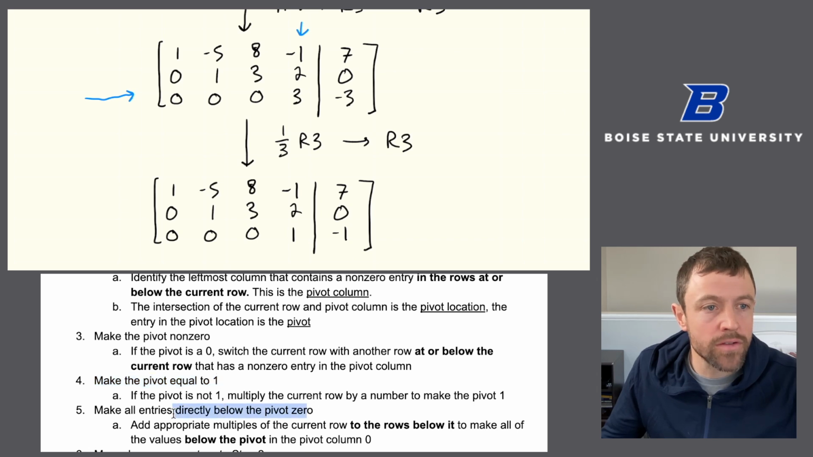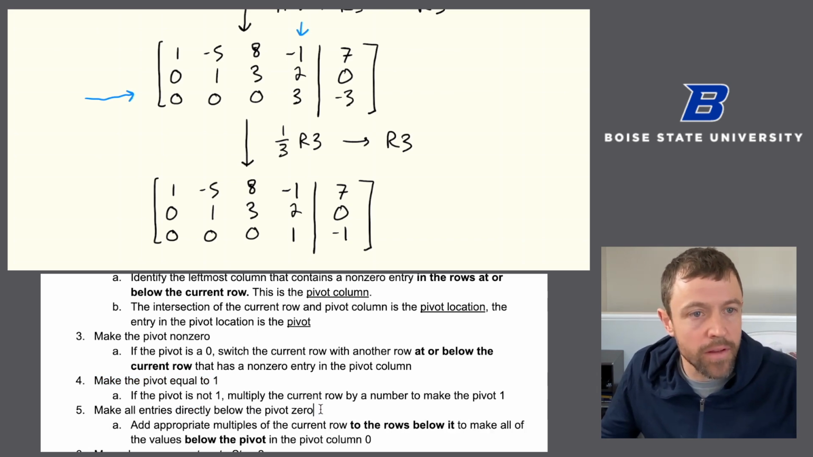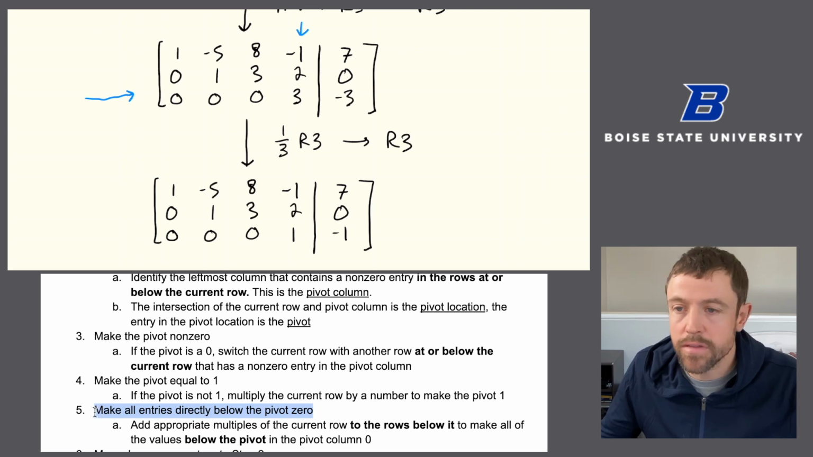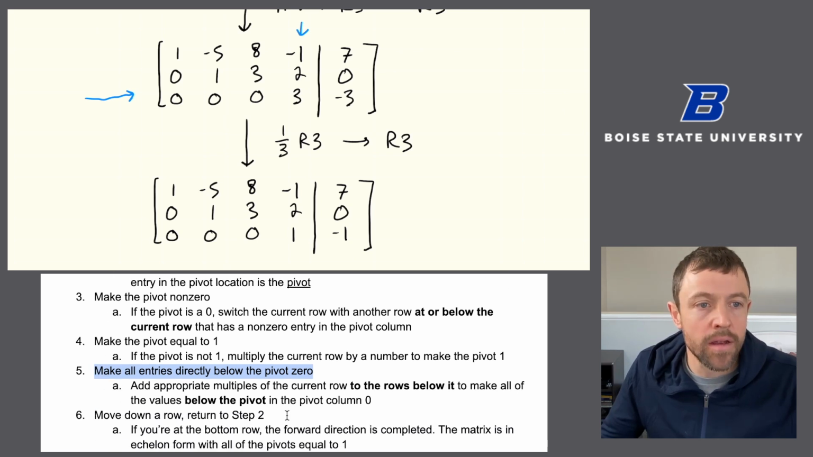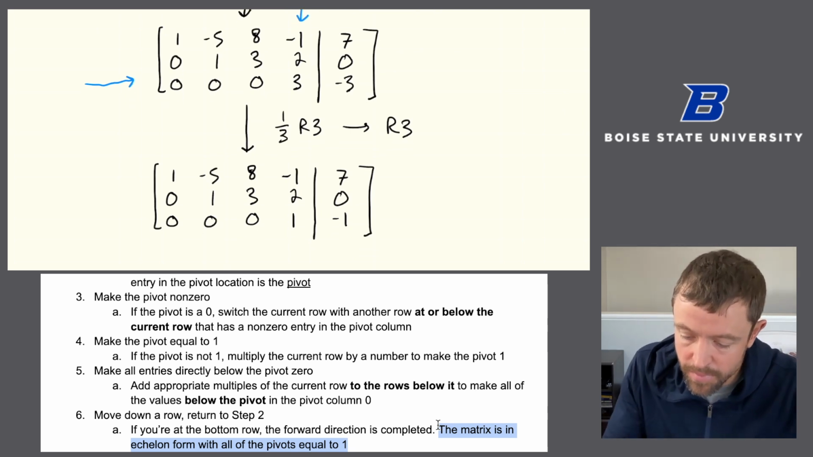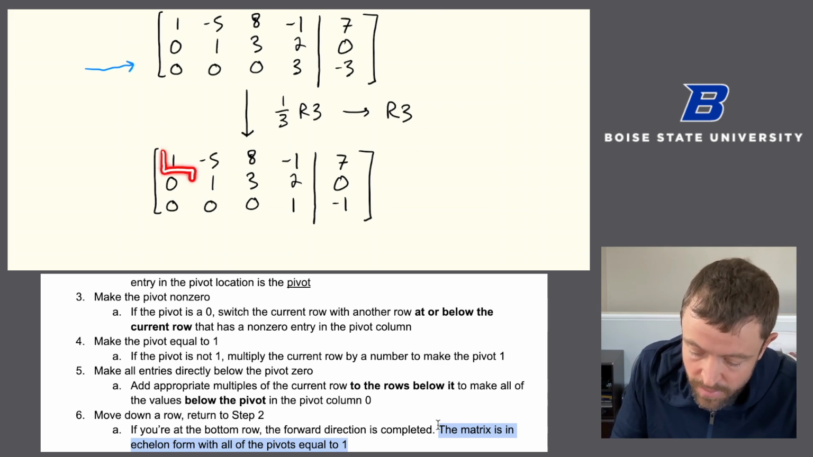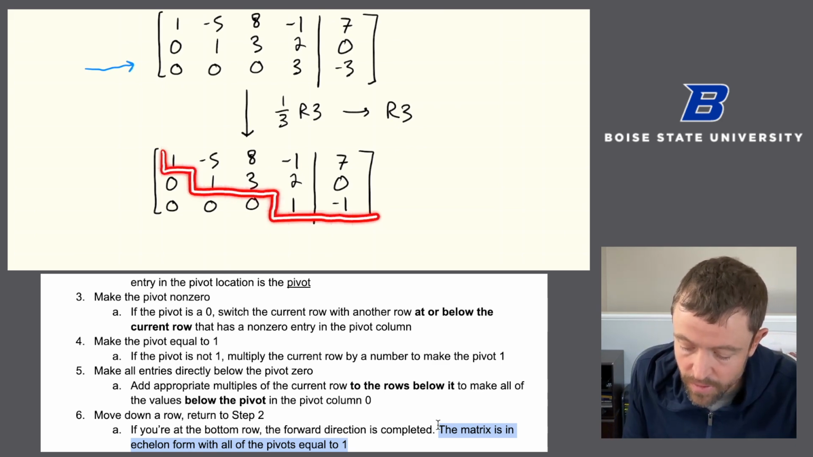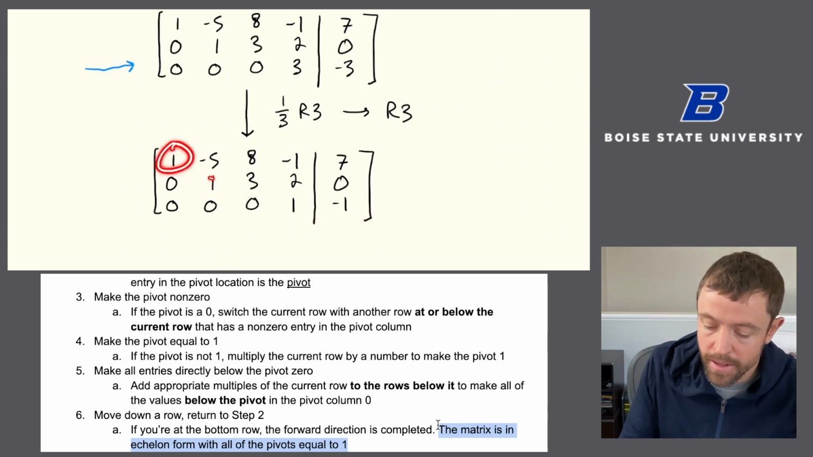There are no entries directly below the pivot. So I don't need to do this, right? To move down a row, well, I can't move down a row. If I'm at the bottom row, then I'm done with this forward direction, right? There's 2 parts to this process. It's a long process. So now the matrix is in echelon form, so it has this staircase shape as we move down and to the right.